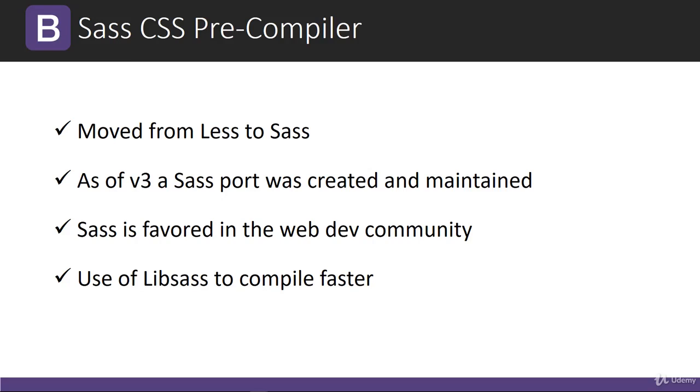So one of the main changes from 3 to 4 is the use of Sass, which is a CSS precompiler. Bootstrap 3 used Less, which was another precompiler. Now in version 3 there was a Sass port that was created and maintained, but it did use Less by default. So Bootstrap 4 has completely scrapped Less and went with Sass. And I think the reason is because recently developers have taken more of a liking to Sass over Less. Alright, Bootstrap uses a C++ implementation of a Sass compiler called libsass, which is extremely fast.